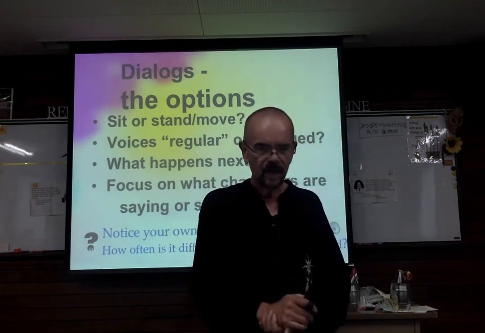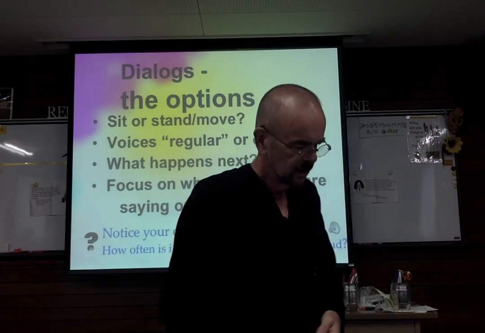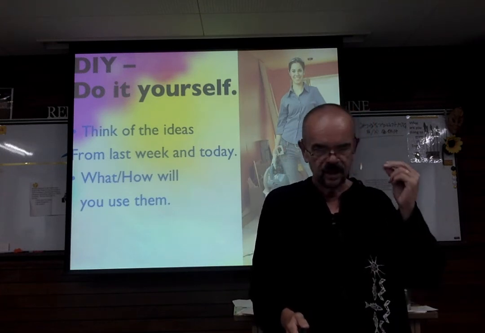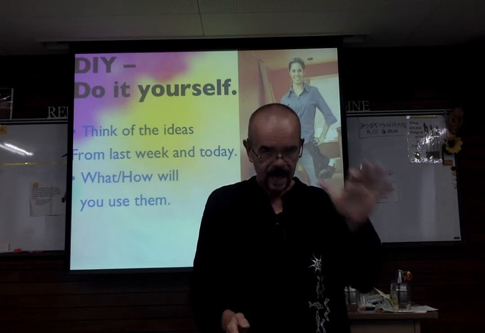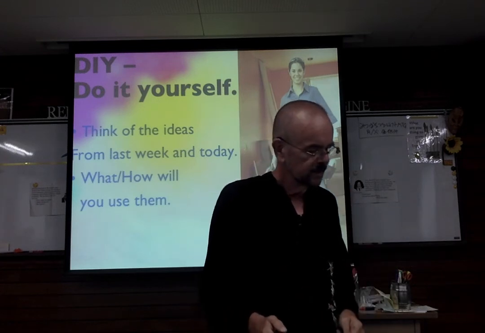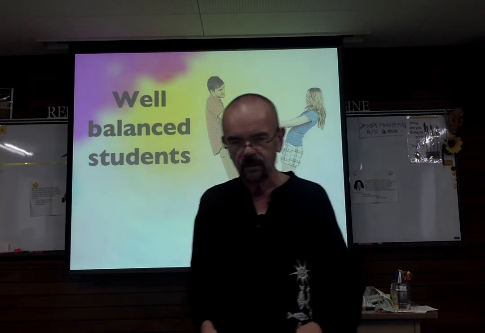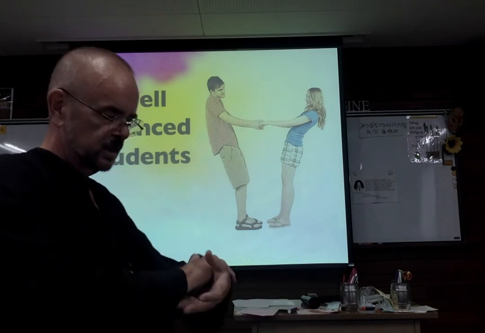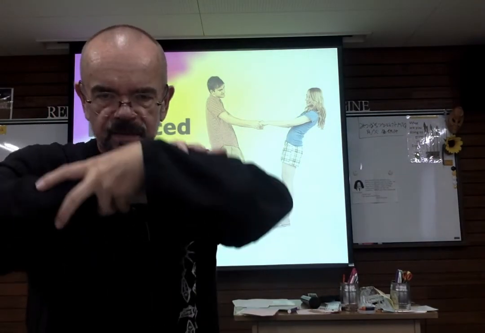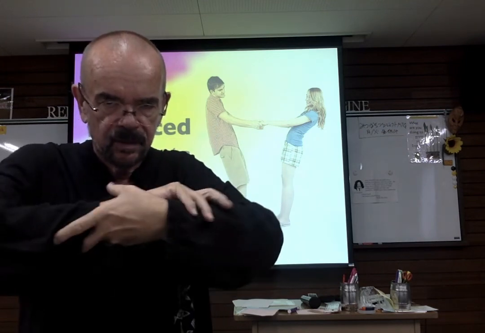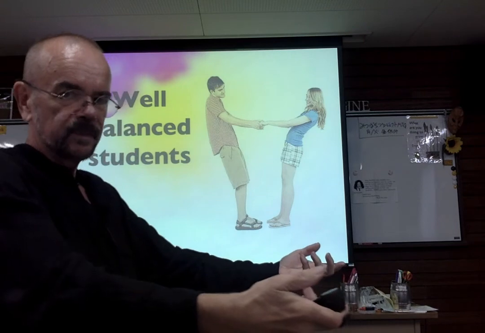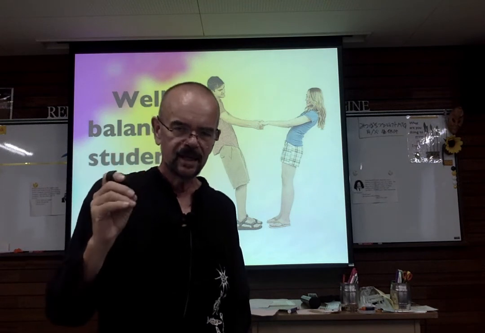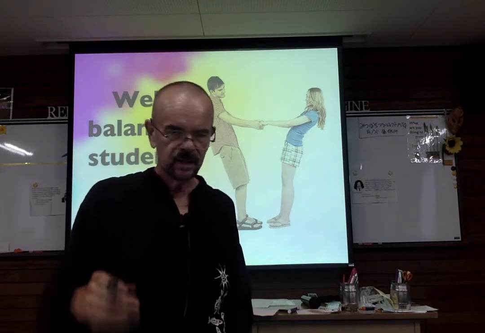All right. Now, what I would do if we were face-to-face in class is an activity called well-balanced students. I would say think of the ideas from last week's class and the ideas today, and what and how will you use them. For well-balanced students, I have students in pairs, and you hold on to your partner's wrists. This is much stronger than this, by the way. Hold on like this, and lean back and balance like that, and just have a conversation. Now, we can't do that on video because you don't have a partner right there.